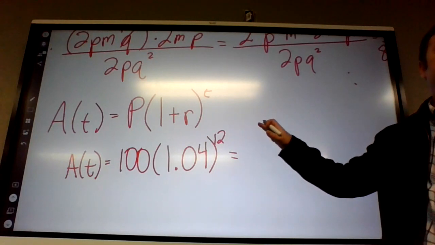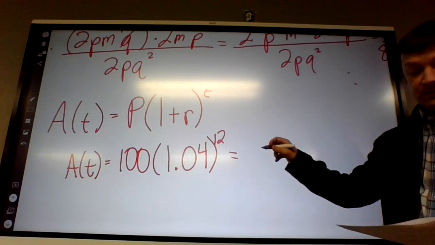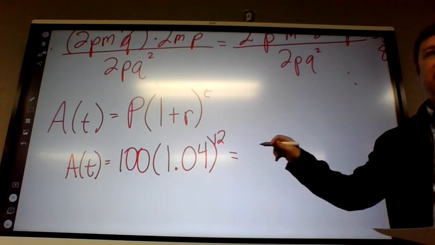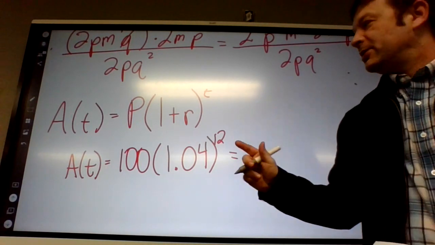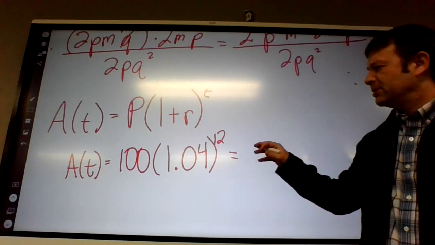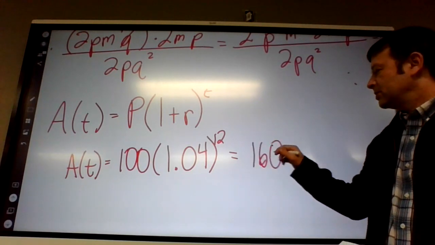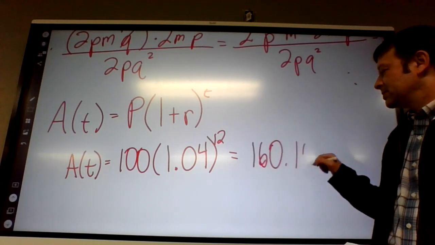Oh, we're talking about money, so where should we round that to? The hundredth place. 1 cent place, right? So what does it round to? 160.10.